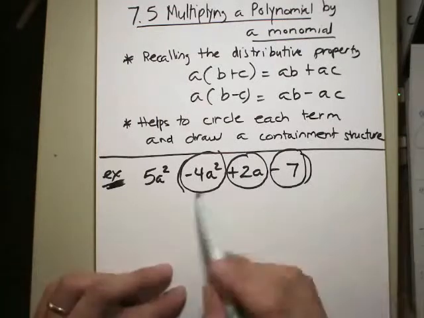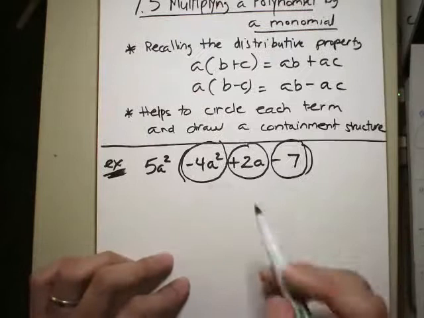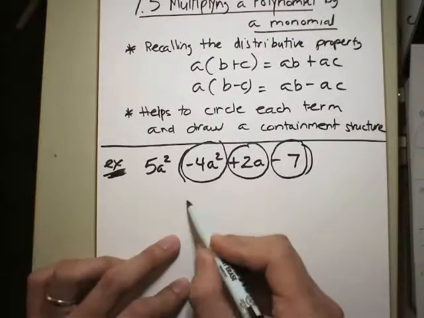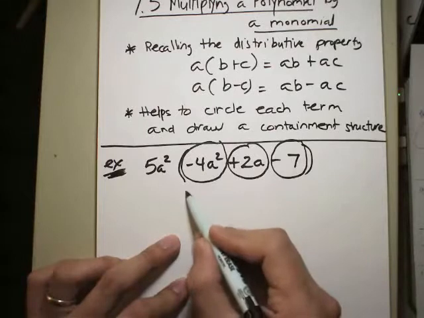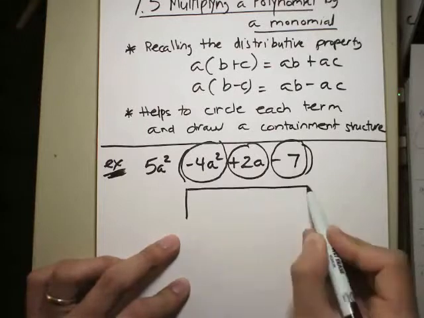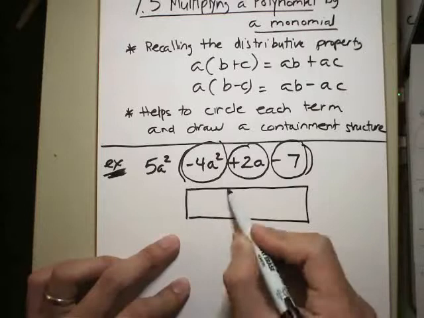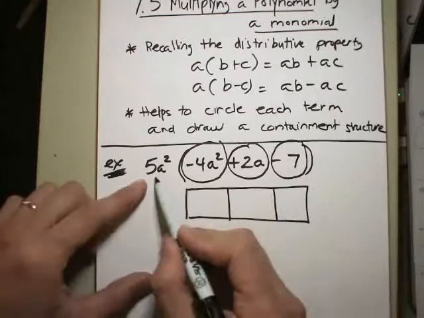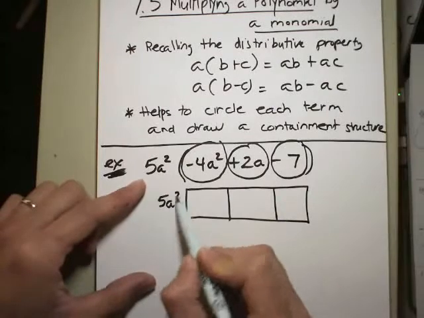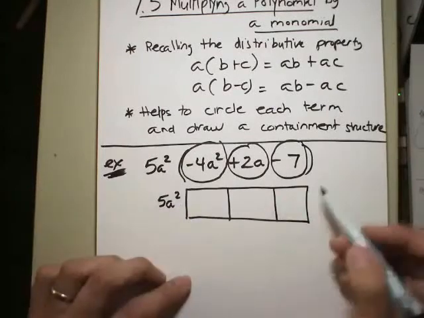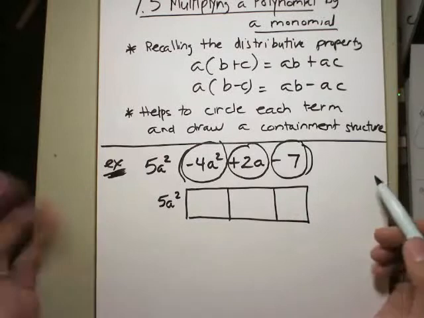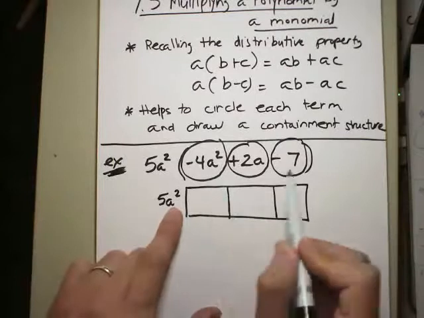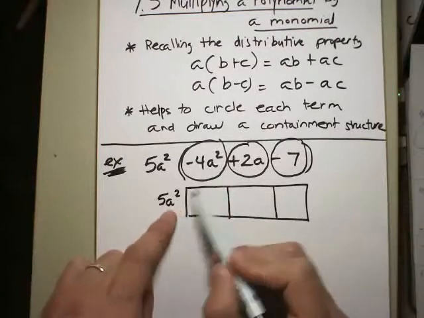So in here I have 3 terms, and when I say containment structure, this is what I mean. It has 3 terms, so you go ahead and draw 3 boxes, 1 box for each term. You bring down the monomial and place it right in the front. I hope you can recall the Punnett square from science. If you don't, that's fine. But the idea is, for each polynomial term, you multiply it with the monomial.